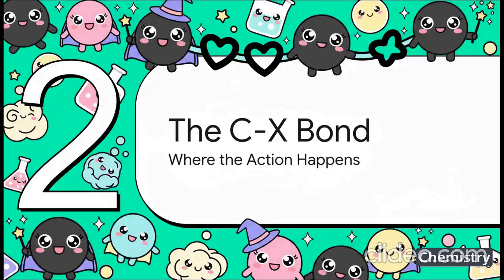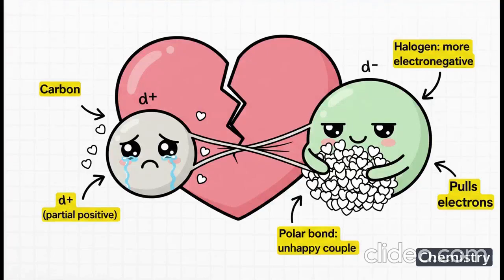Now, if you want to understand everything that comes next, how they react, why they're so stable, all of it, we've got to zoom in on one specific detail, and that's the bond between the carbon atom and the halogen atom. Chemists call it the C-X bond, and trust me, this is where all the magic, all the chemistry, really happens.